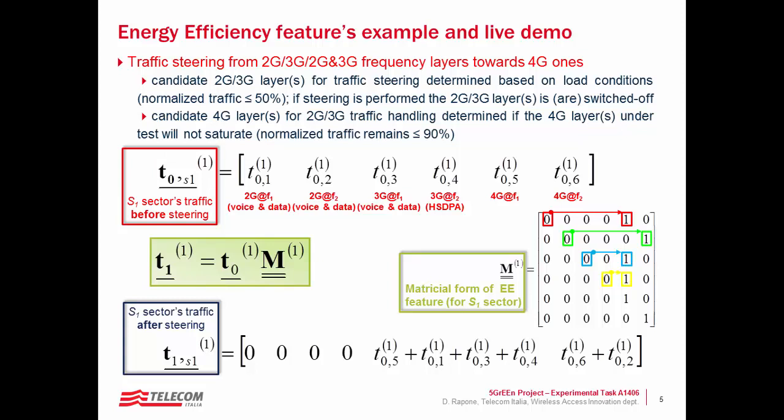Here you can see how traffic steering is performed when considering traffic data of all radio access technologies layers within a single sector. The resulting sector's traffic vector shows that both 2G and 3G layers are switched off, and their traffic is jointly managed by the 4G layers. It is now possible to see how the software tool works.